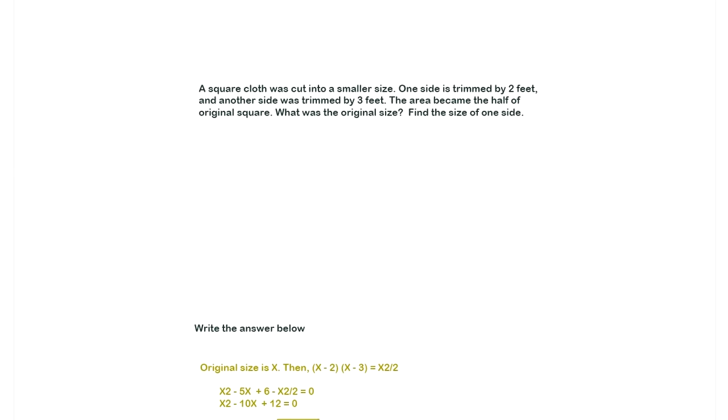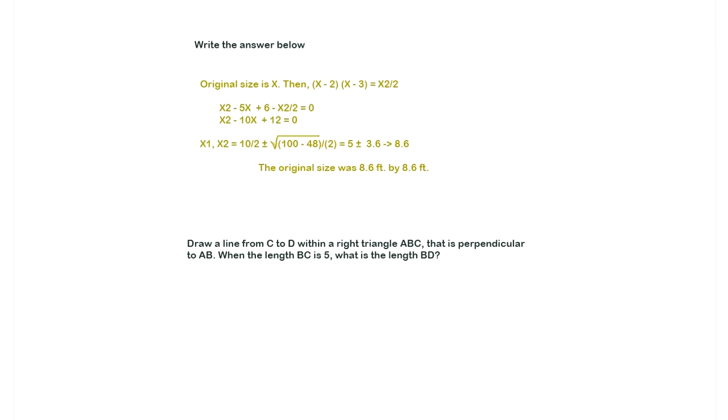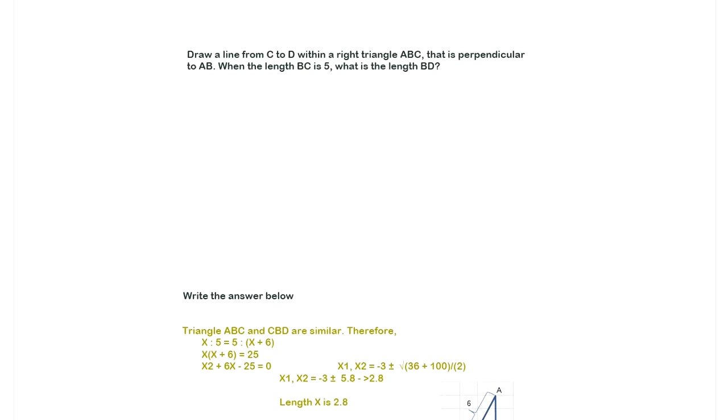A square cloth was cut into smaller pieces. One side is trimmed by 2 feet and another side was trimmed by 3 feet. The area became half of the original square. What was the original size? Find the size of one side. Okay, actually here's the answer. You can save this video and try it by yourself.